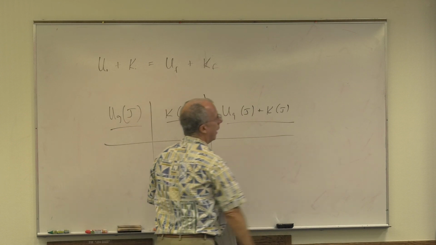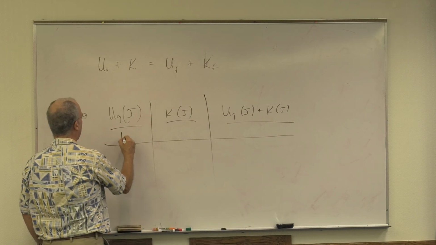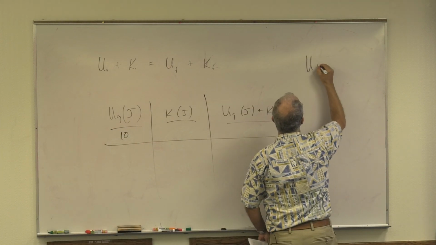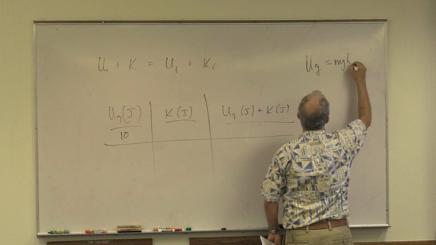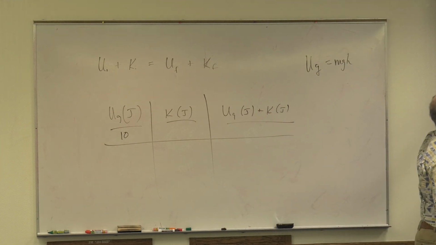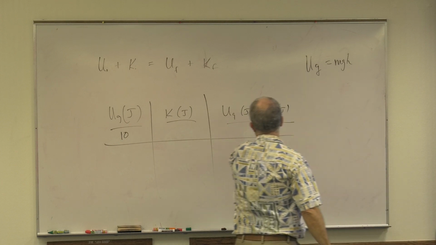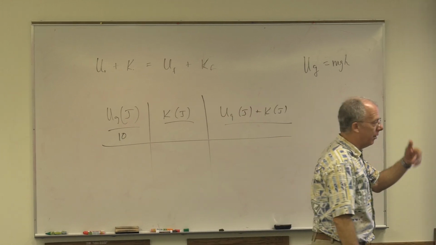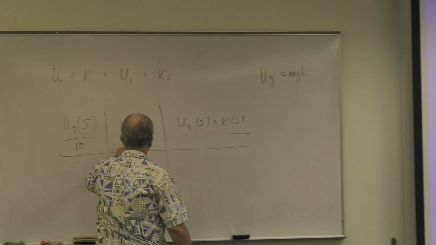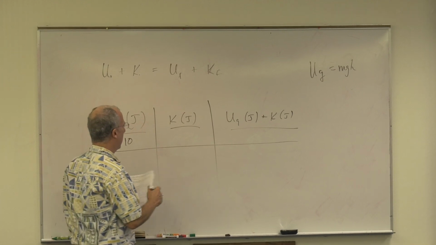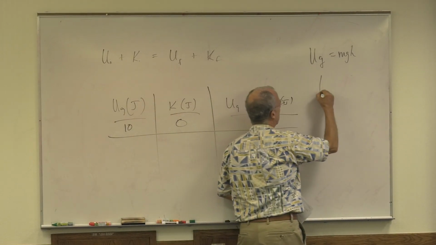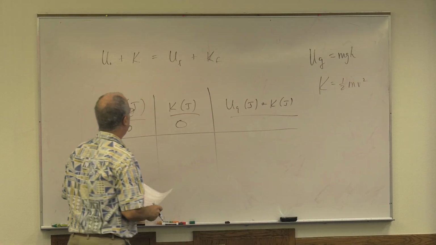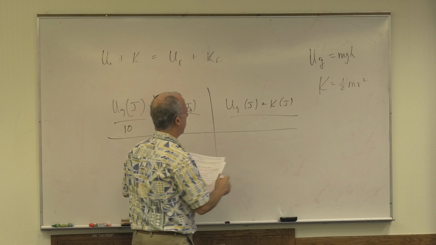Okay. So let's say we're at the top of the building. Remember, U_G is mgh, okay? So we measure how high we are, we measure the mass of the ball, and magically it comes out to be 10 joules. Whatever. I'm just making these numbers up, right? All right, so we hold the ball at rest at the top of the building, so the kinetic energy is 0, because kinetic energy is 1/2 mv squared, all right? And so then the sum is just 10.